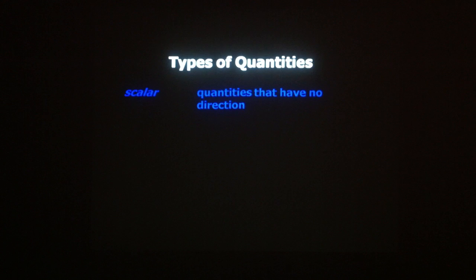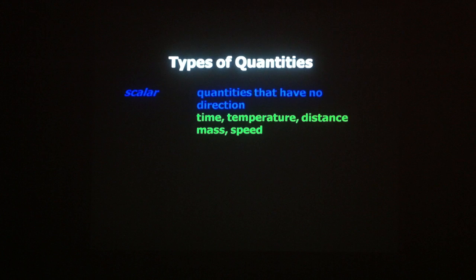So today we started talking about a scalar. And remember, a scalar is a quantity that has no direction. Some examples of these would be time, temperature, distance, mass, and speed. For example, we would never say that it is 37 degrees Fahrenheit to the east. Okay, so there's no direction to temperature. Time always moves forward. Mass is how much matter there is in a substance. It doesn't have a direction.